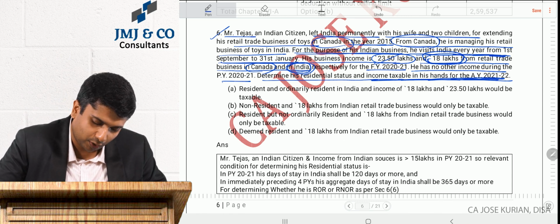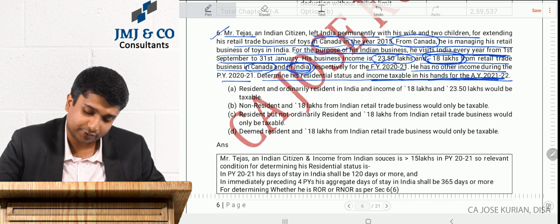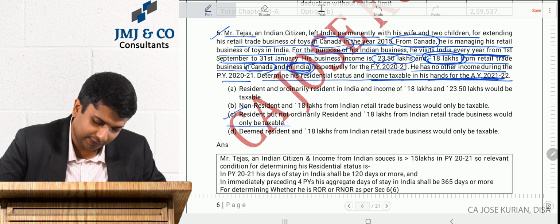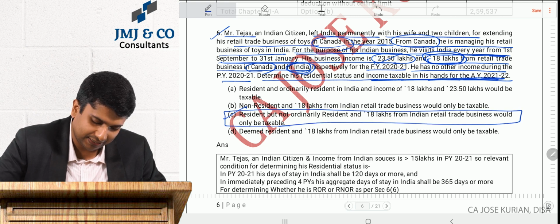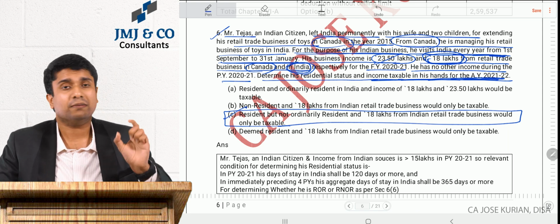The first one, resident and ordinary resident, not non-resident, resident but not ordinary resident, and 18 lakhs from Indian retail trade business would be taxable in India. So the right option is option number C. I hope you got my point. Why option number C, friends?